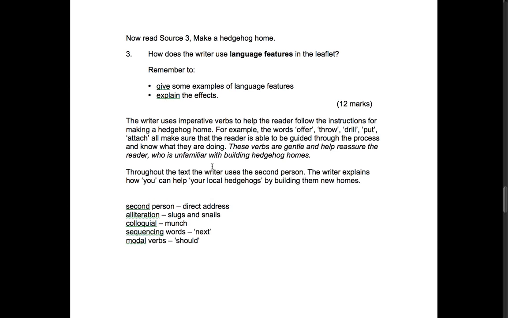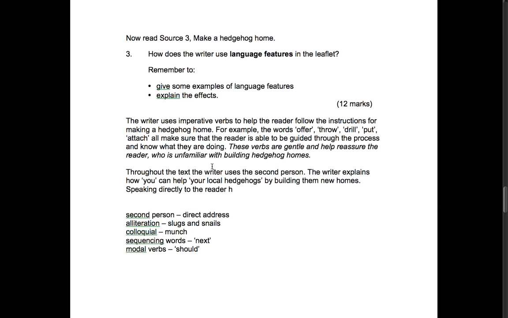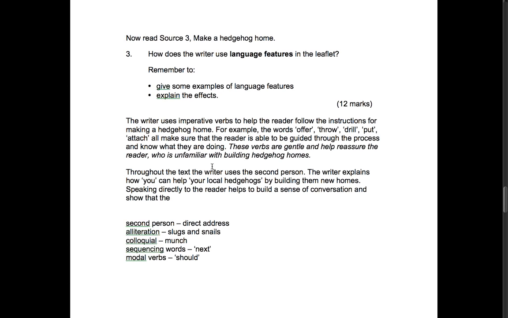Again, I need to explain that. Speaking directly to the reader helps to build a sense of conversation and show that the text is trying to build a relationship of trust.